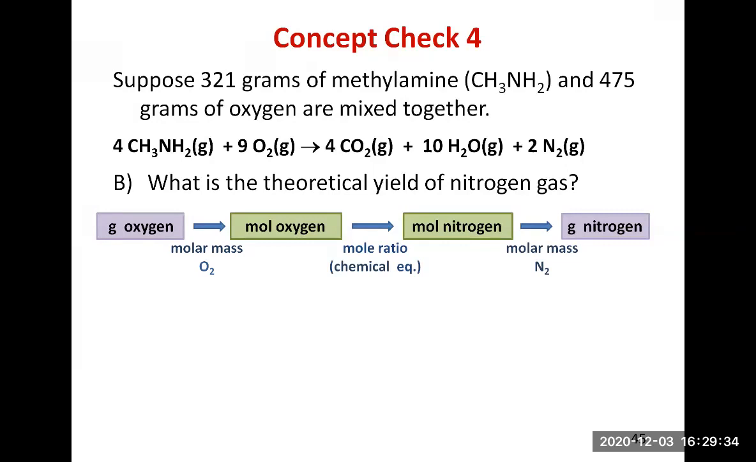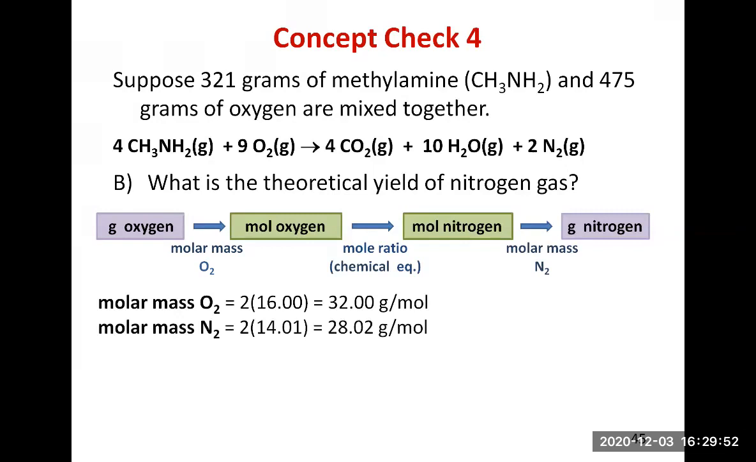So let's gather all the information. The molar mass of oxygen we calculated earlier, it's 2 times the molar mass of oxygen, so 2 times 16. It's 32.00 grams per mole of oxygen. The molar mass of N2, it's 2 times the molar mass of nitrogen, and nitrogen is 14.01 grams per mole. So that's 28.02 grams per mole of nitrogen gas.